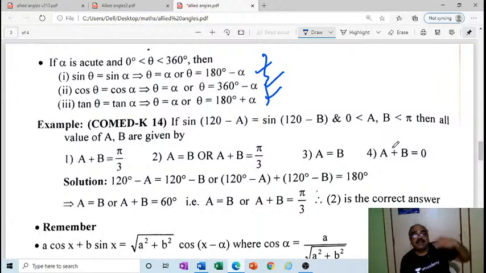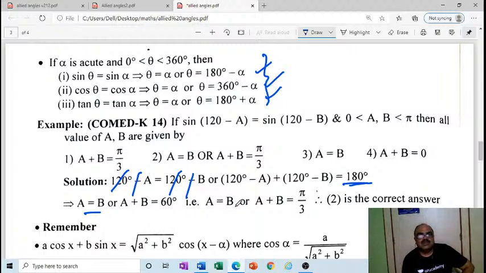If I take that given condition, sin 120 minus A equals sin 120 minus B. Remove sin both sides. 120 minus A equals 120 minus B. If I cancel 120 both sides and remove minus sign, A equals B, you get it. That is one condition. Second condition is 120 minus A plus 120 minus B equals 180. Sum of these two values are equal to 180 degrees.